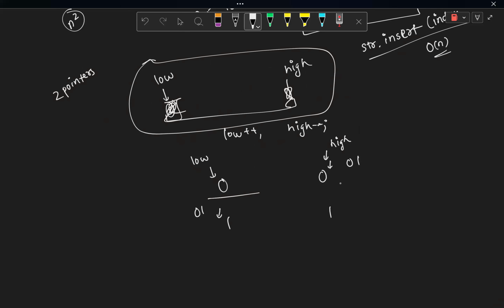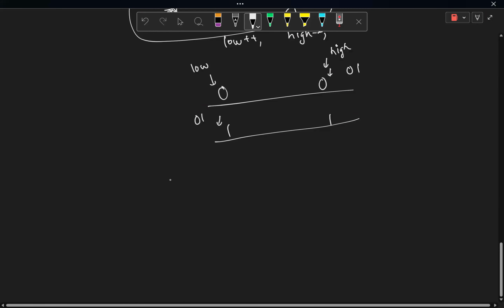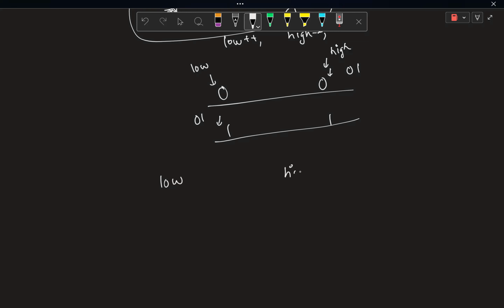If they are equal, then there can be two cases: either both of them are zeros or both of them are ones. So if you have low and high, and you insert 0, 1, your high was initially at this place. Let's say we are talking about this case. Now your high should actually point to this place.